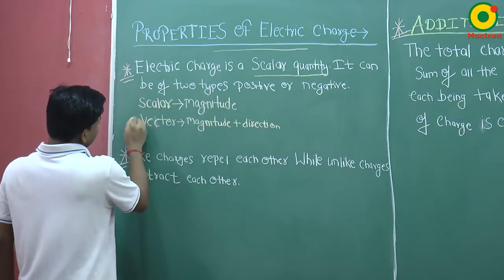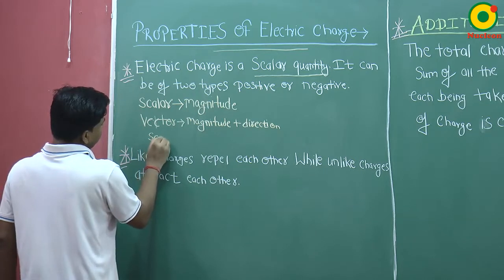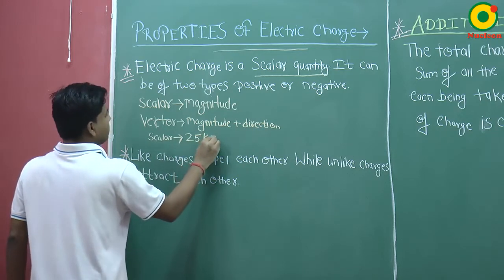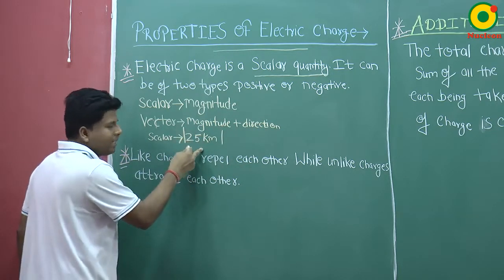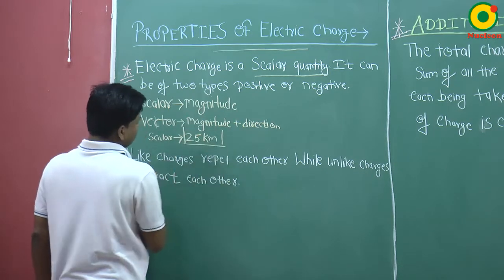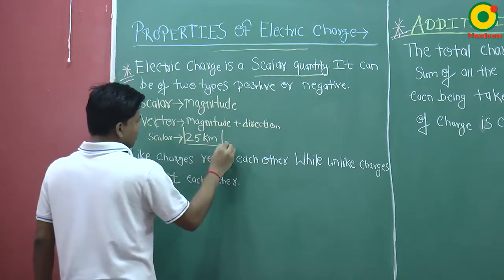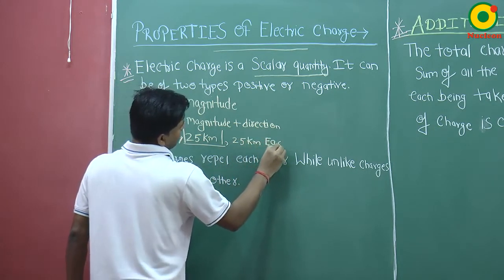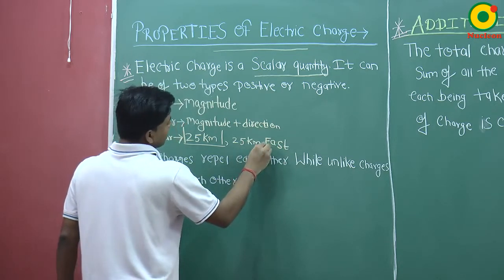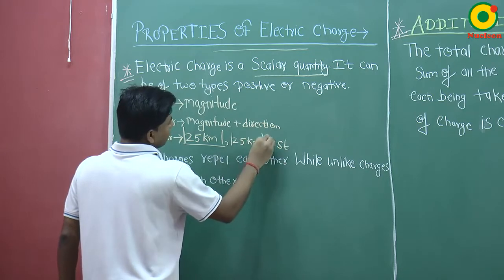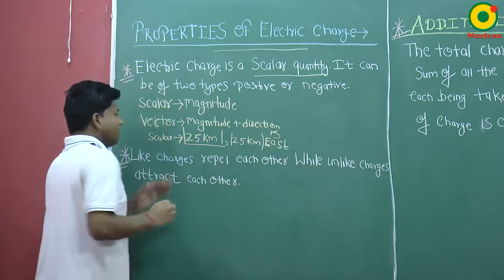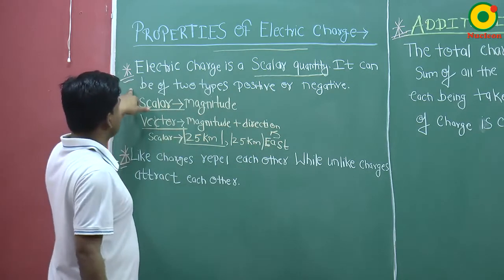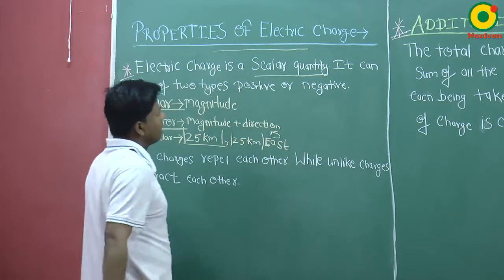Let's say for a scalar, if I say 25 kilometers, over here 25 kilometers is the magnitude, whereas if I say 25 kilometers east, I have associated a direction with it, which is east. So now it becomes a vector quantity. That's the difference between scalar and vector. So the first point says that electric charge is a scalar quantity.